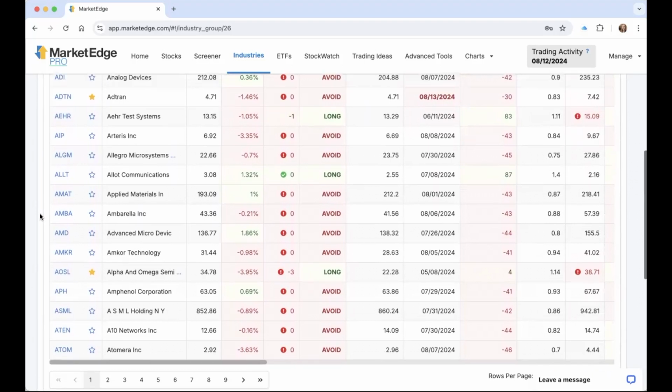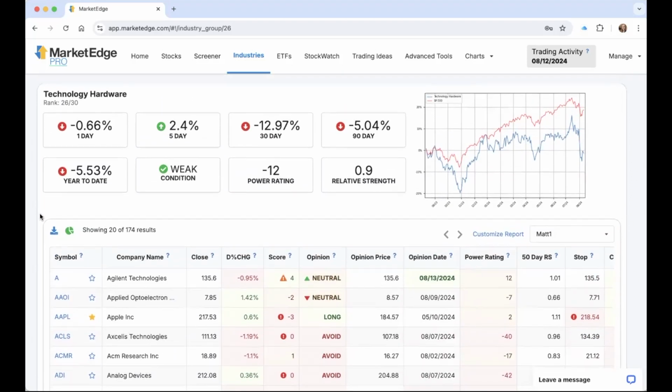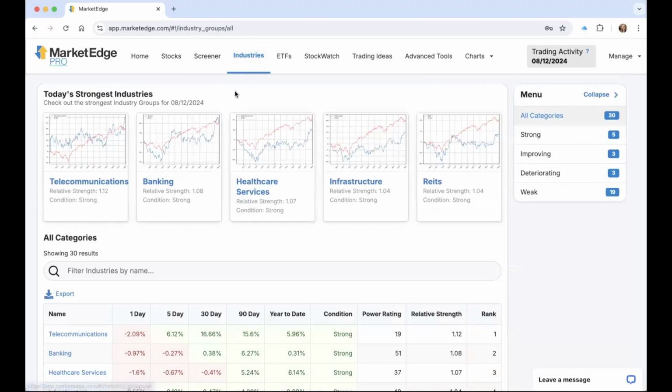So scroll up to the top, hit industries again. Now this is our industry tab. In here, you'll see all of our industries ordered by rank. Right now, telecommunications, based on its 30-day performance and its relative strength, is our number one top performing industry. The industries tab is useful for finding our top performing industry and the top performing stocks within that industry. So in that sense, it's a sort of idea generator.